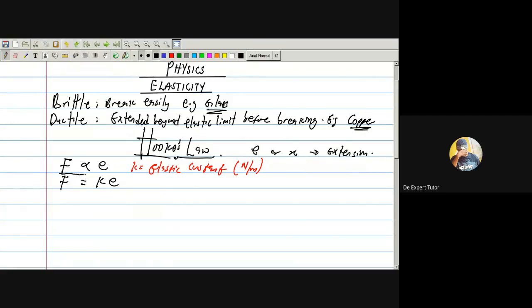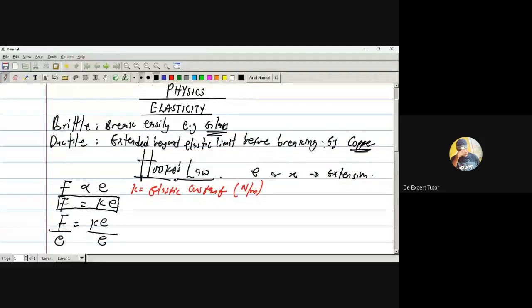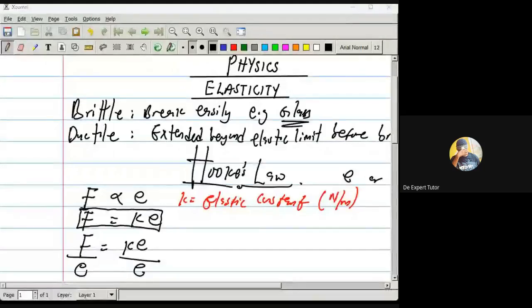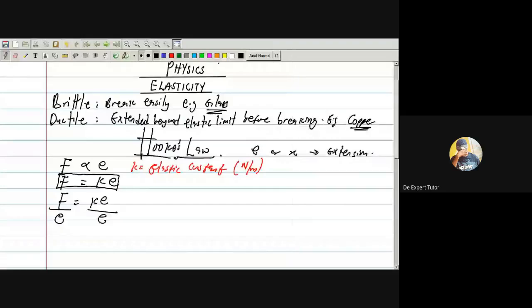So let me help you put it in a frame. We have one formula here already: F = Ke. If I make K the subject of the formula and divide through by e, you observe that my e will cancel out. Then I'll have K equal to force over extension. And please pay attention, K is a constant. So I'm saying F over e is a constant.